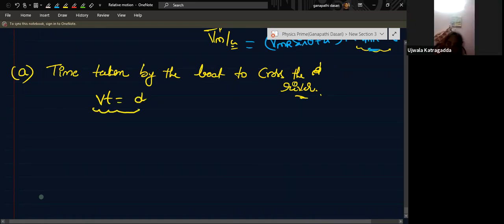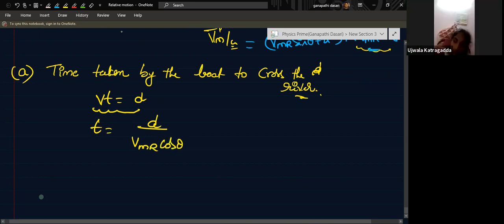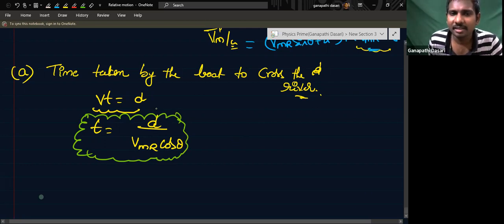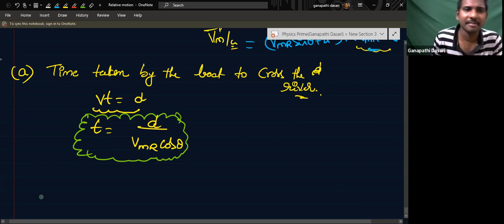Velocity is there. Here, there is no acceleration. So, time is equal to distance by velocity: time equals D by VMR cos theta. Varun, did you understand this? In the exam, carefully see which angle is given. That vertical distance divided by the vertical velocity component will give you the time.